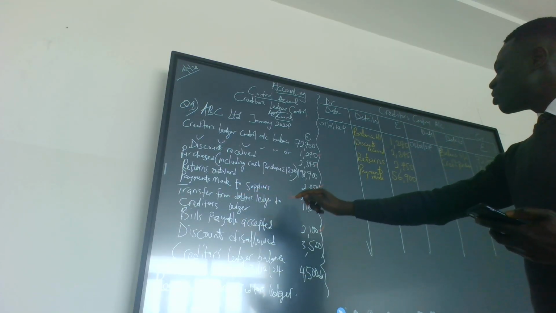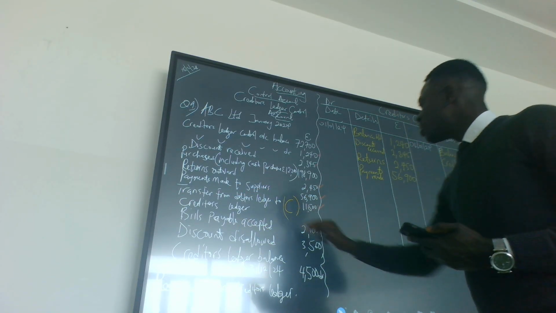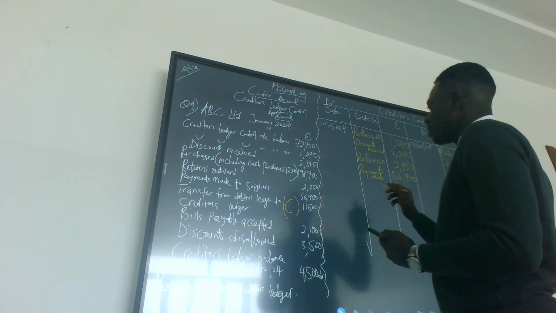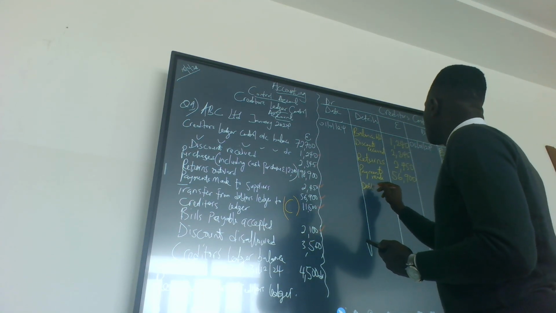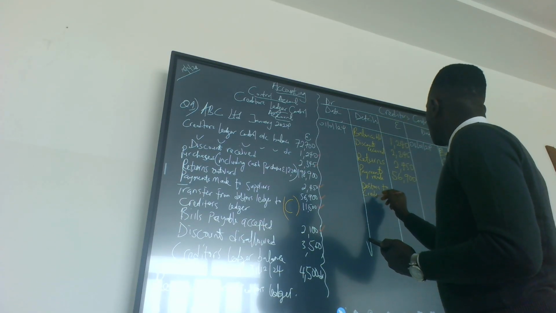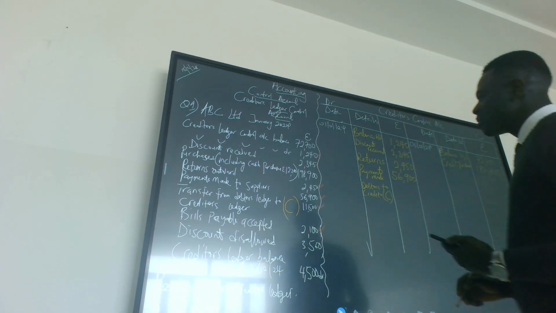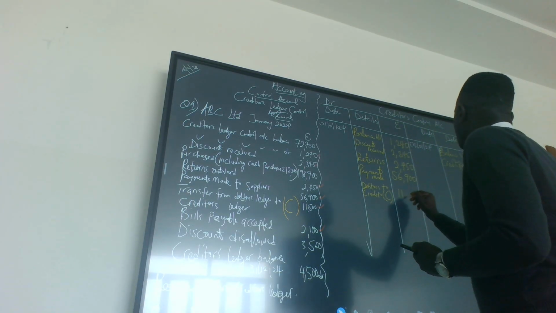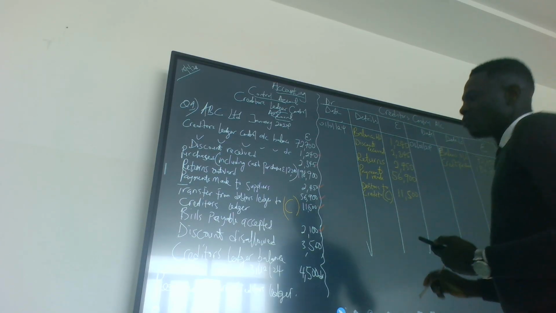Then we move on. Transfer from the debtors ledger to the creditors ledger. This is a contra entry. So we have debtors to creditor, contra entry. The amount is 11,500.